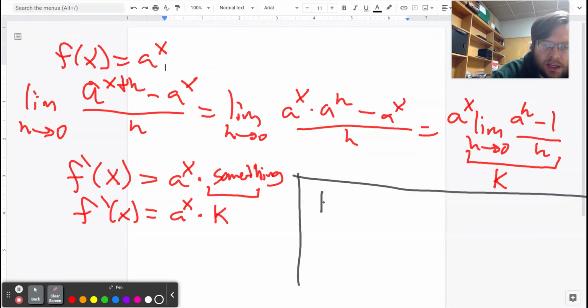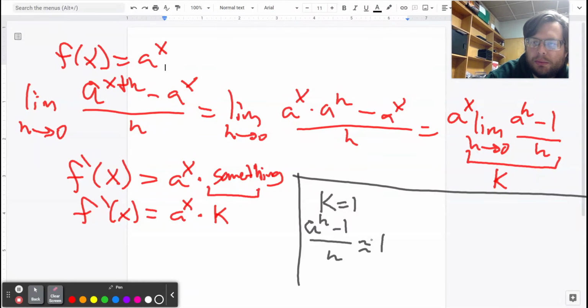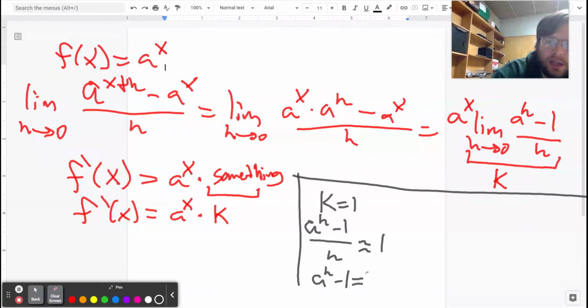Let's say k is equal to 1. When does this happen? Well, this happens if a to the h minus 1 over h is approximately equal to 1. Because remember, that's what a limit means. A limit means that eventually, as h approaches 0, it will be approximately equal to 1. So we can multiply by h and get a to the h minus 1 is equal to h, or a to the h is equal to h plus 1. Really, I should still be saying approximately equal to.